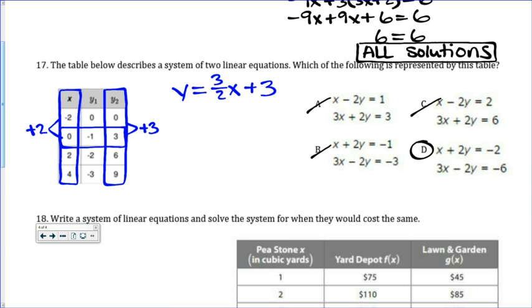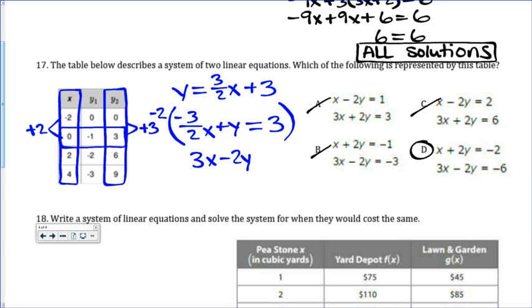Okay, rearrange it so that we have it in standard form. So we have -3/2 x plus y equals 3. I'm going to multiply by a -2 to get rid of everything I have inside. So now I have 3x minus 2y equals -6. And it proves that D works.